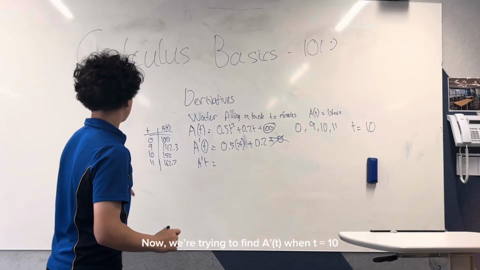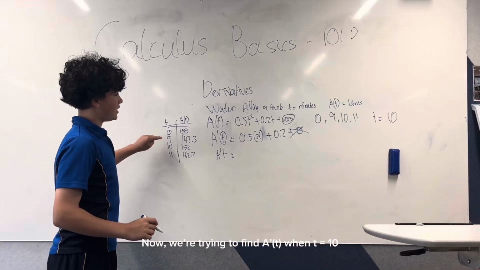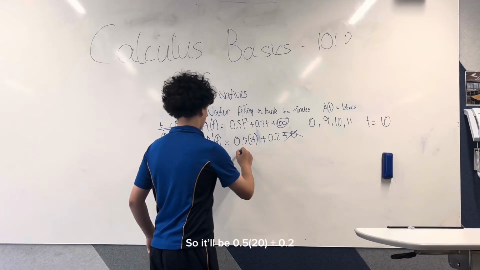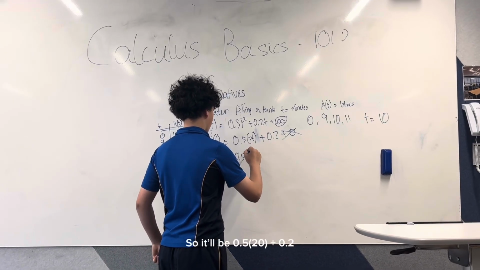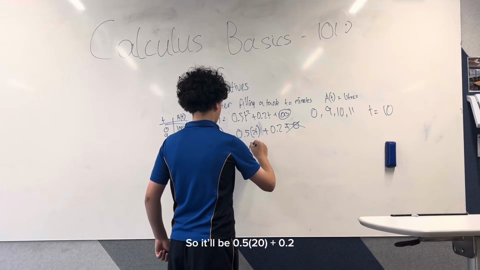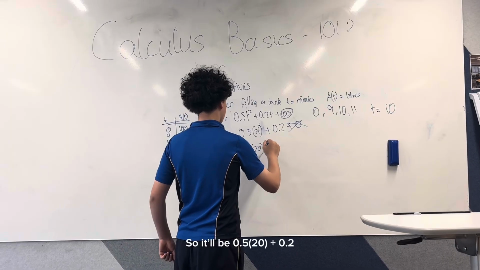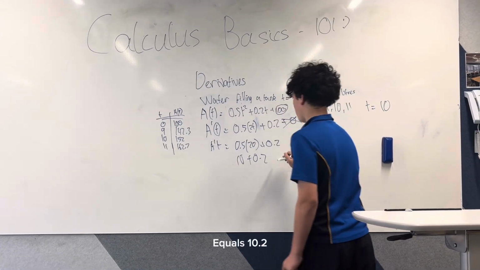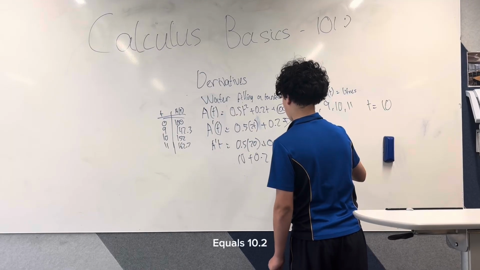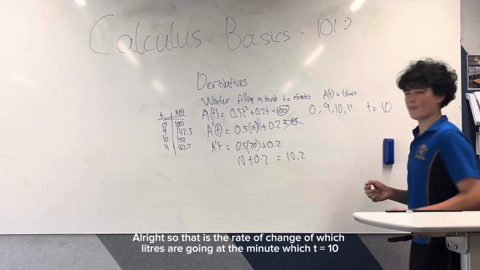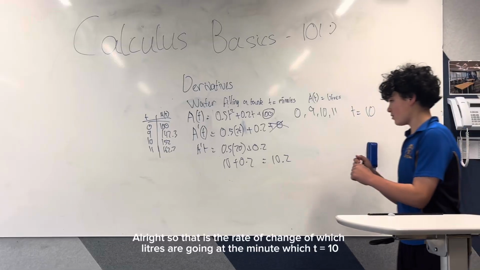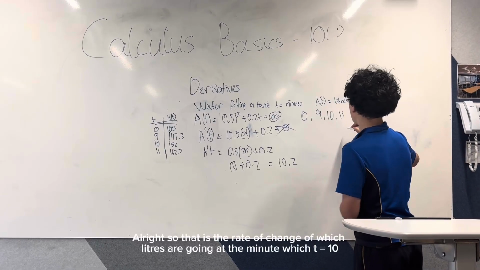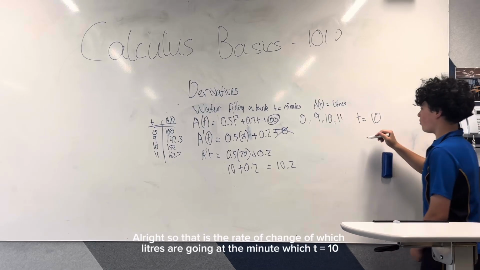Now, we're trying to find this when t equals 10. So it'll be 0.5 times 20, plus 0.2, equals 10.2. Alright, so that is the rate of change in which the liters are going per minute when t is equal to 10.